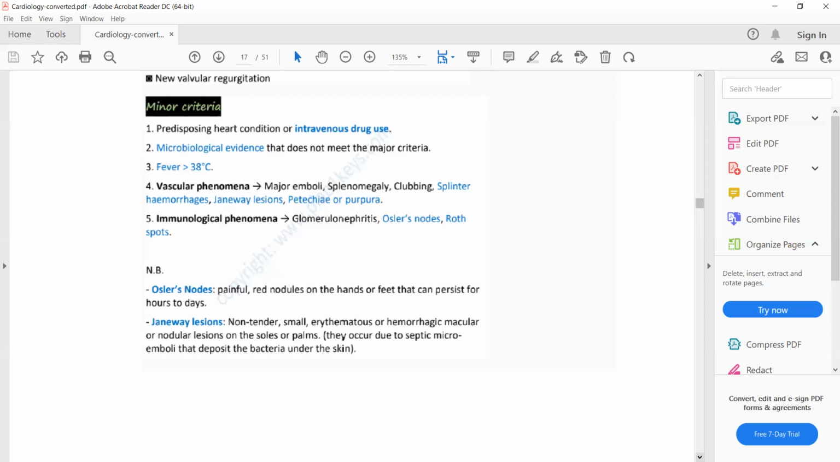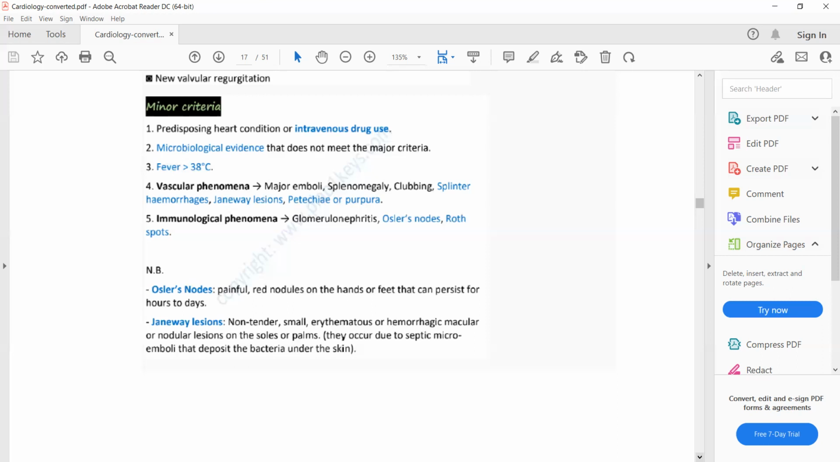retina will result in root spots. So what are the five minor criteria for the diagnosis of infective endocarditis? First one is predisposing heart condition or intravenous drug use. Second one is microbiological evidence that does not meet the major criteria. Fever more than 38 degrees centigrade, splenomegaly, splinter hemorrhages, JNV lesions, petechiae or purpura, and glomerulonephritis, osseous nodes or root spots. So these are five minor criteria.